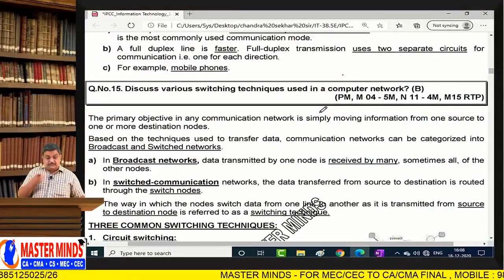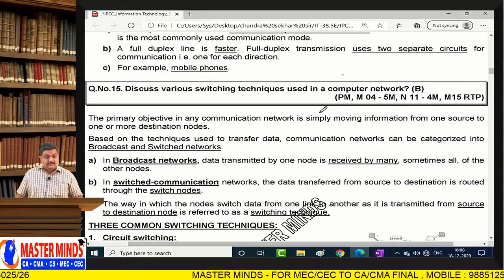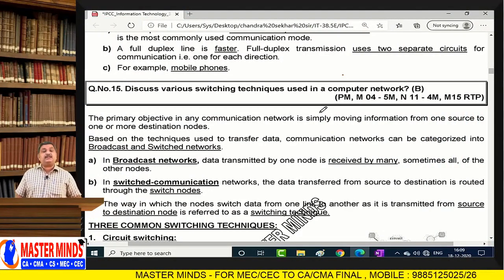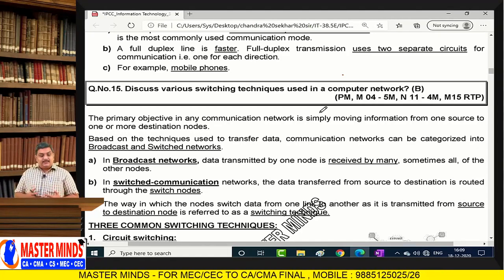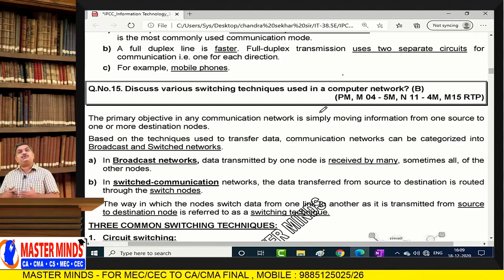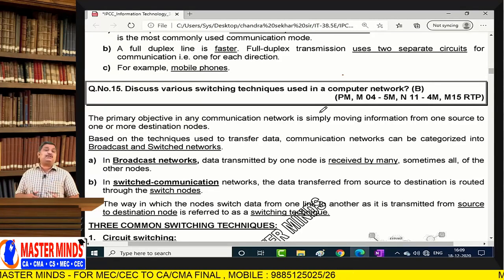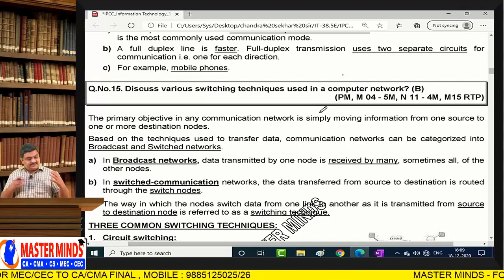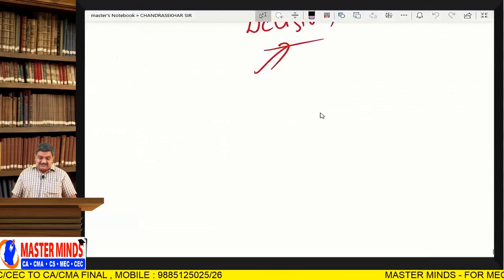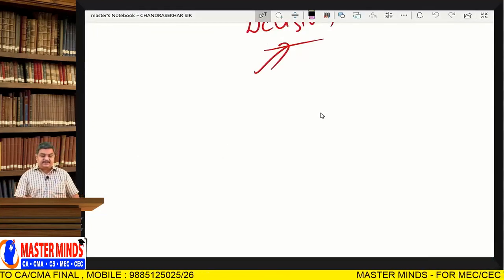So, let us move forward with the 15th question. Discuss various switching techniques used in a computer network. See, what do you mean by switching techniques? Switching techniques means to move information from one point to another point, or to move information from sender to receiver. So, how the information flows from a sender computer or a sender device to a receiver's device.